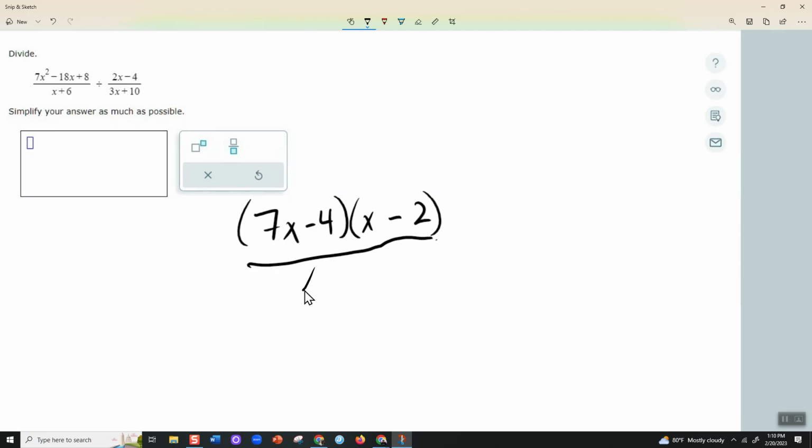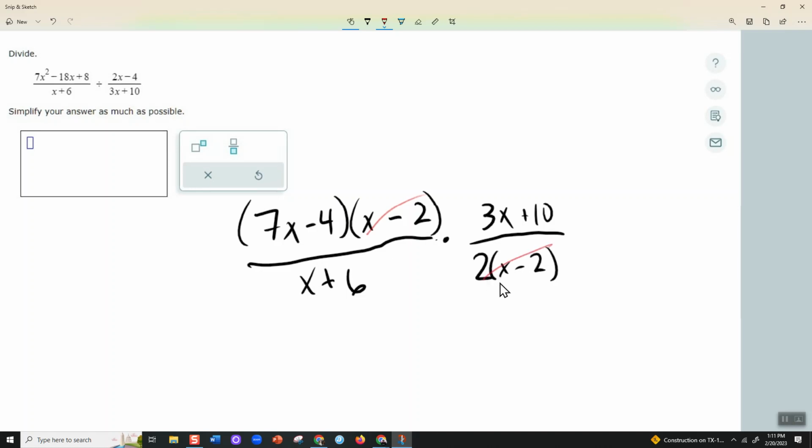That looks right. That'd be 7x squared minus 14x minus 4x, and then plus 8. On the bottom, I've got an x plus 6, and I'm going to be multiplying by the reciprocal here. This is going to be 3x plus 10 on top. And then on bottom there, I've got 2 times x minus 2. I can see that the x minus 2's are going to cancel out.